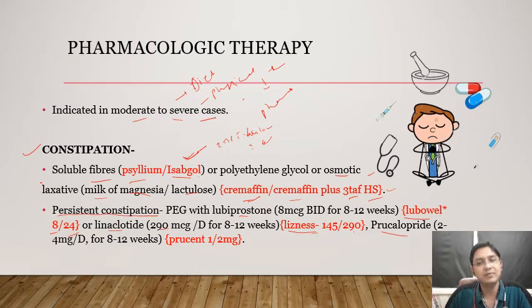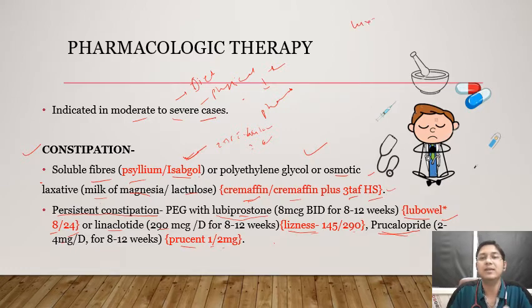If you are living outside India, then you can search with this drug name to find what brand name you have in your locality. Prucalopride is available almost everywhere, in 1 or 2 milligram strength, and you have to give 4 milligram per day. And the name is Prucent.